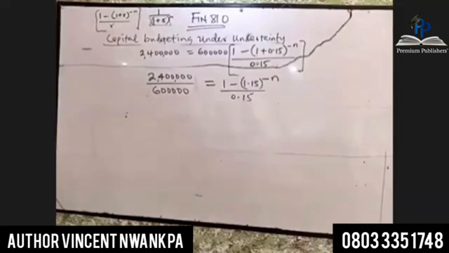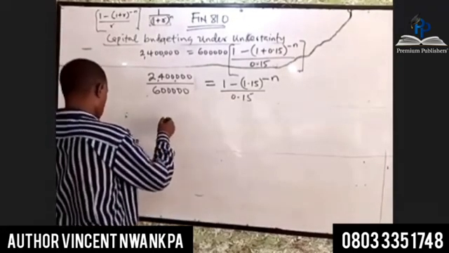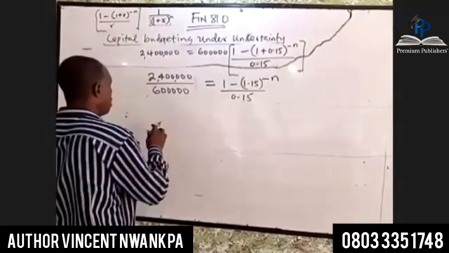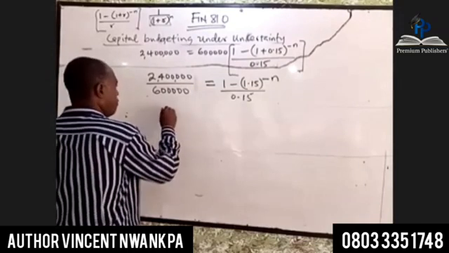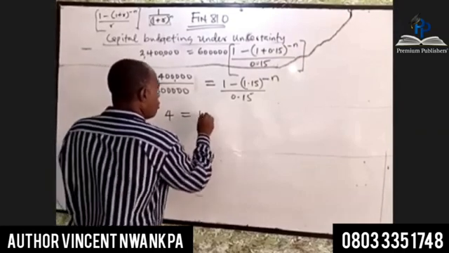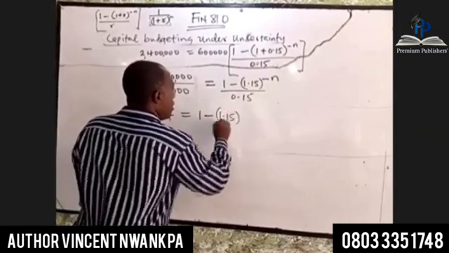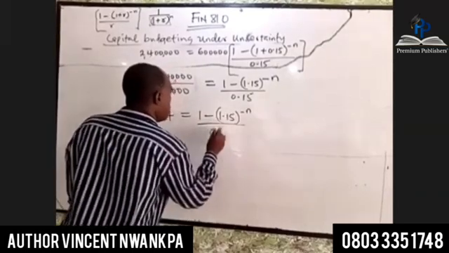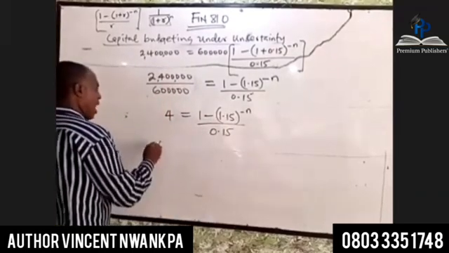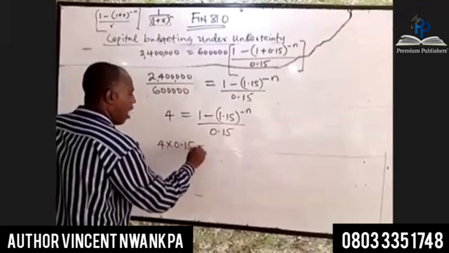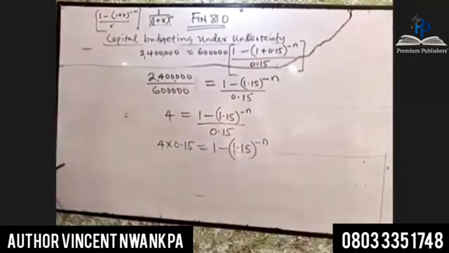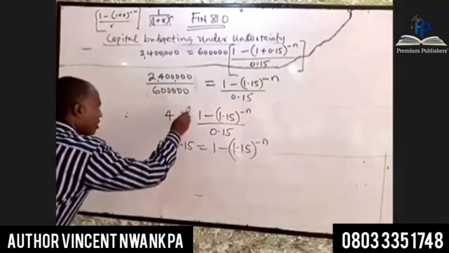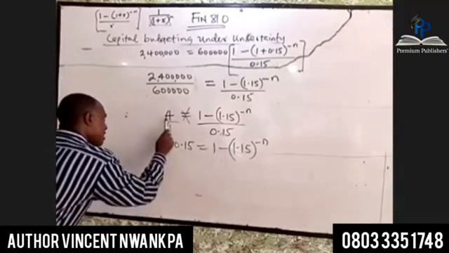Somebody divide that for us. I hope you get 4. Are you sure? Yes. All right. Let's say it's 4. 4 equals 1 minus 1.15 all raised to power minus n over 0.15. We cross multiply. I hope you understand that. This one now, cross multiply. This one 1 times 0.15. Very simple.